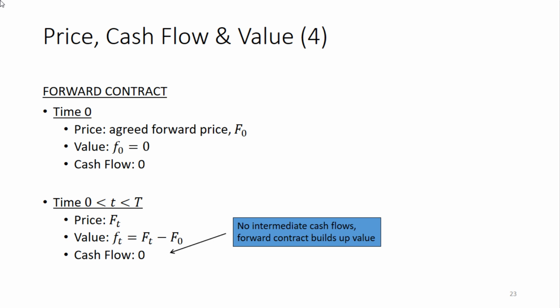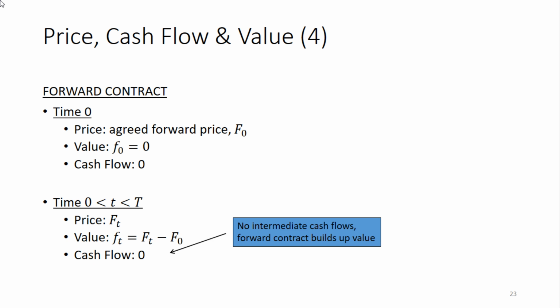So first example, let's look at a forward contract. And as I mentioned, there are three important elements that we need to distinguish. The first is the price that applies to the forward contract. The second is the value of the contract. And the third thing is any cash flow that could happen.